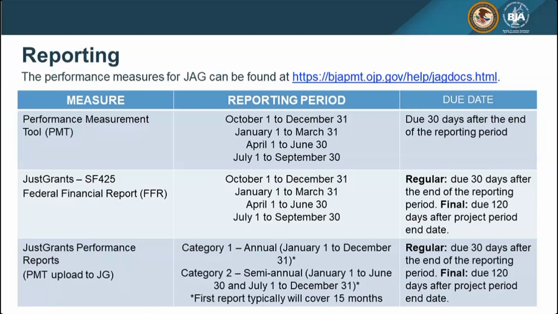There is also a report that's due in JustGrants. And this is essentially the same report that you reported in PMT. However, it needs to be saved as a PDF and then uploaded into JustGrants. And this is done either annually or semi-annually, depending on whether you're Category 1 or Category 2. So if you are a Category 1, you will do it once a year. And if you are a Category 2, you will do it twice a year. And you can see the deadlines here, the due dates.